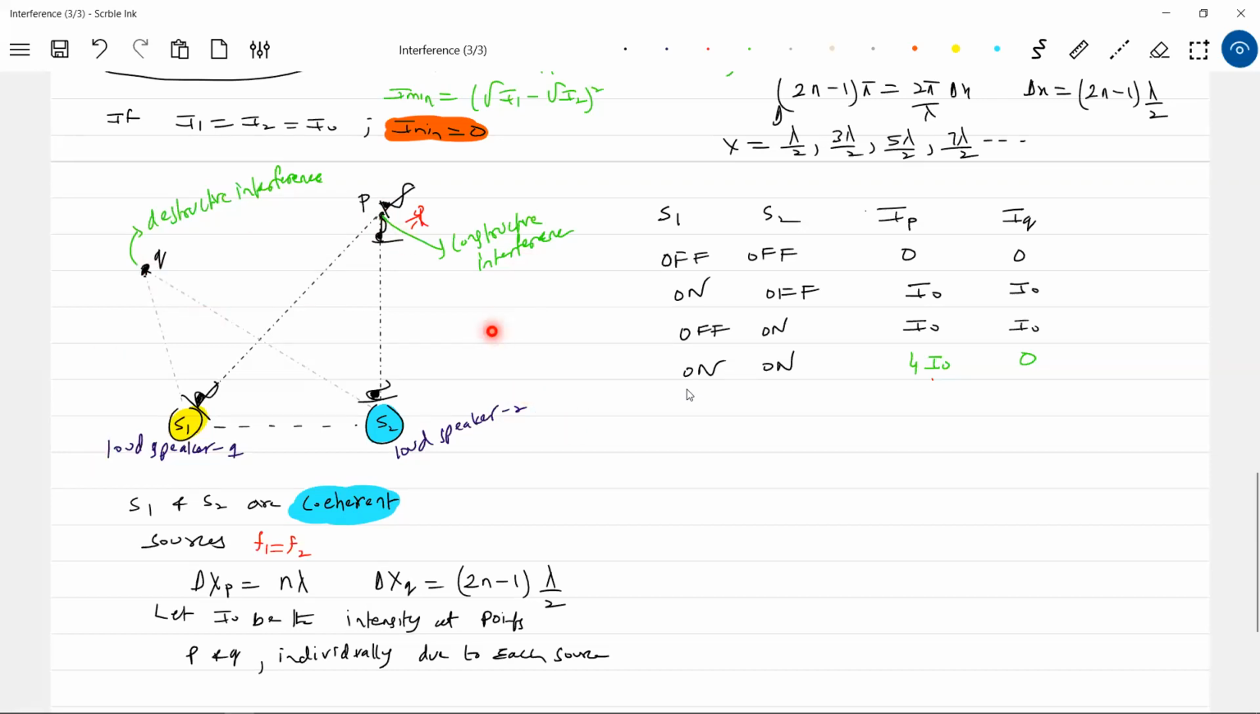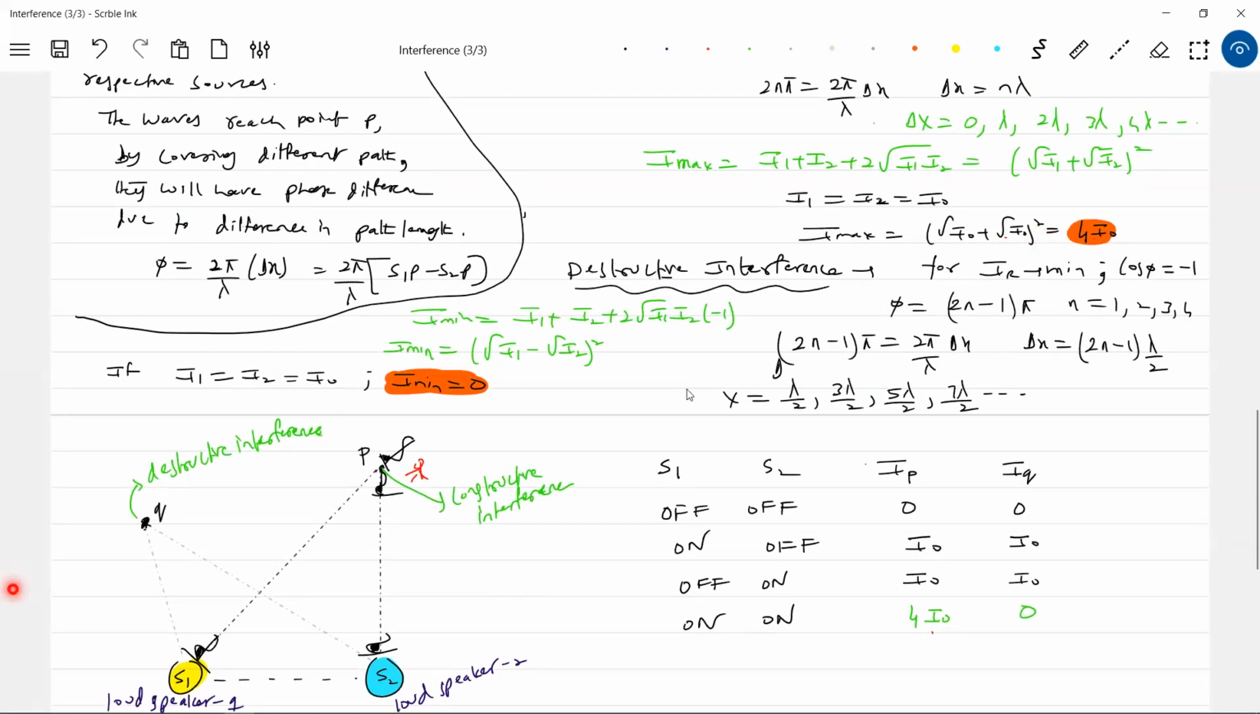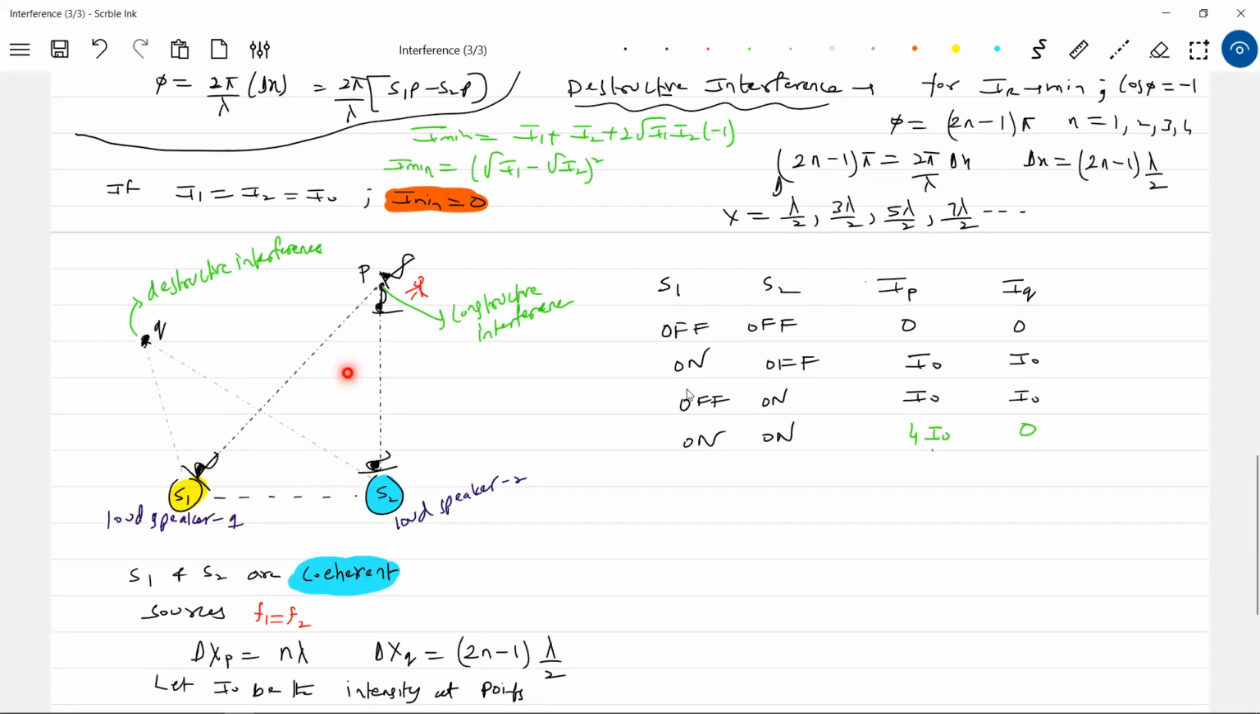Sir, here, according to us, what happened? We'll calculate the intensity due to this, say 2 watt, and due to this, 3 watt. And if there's constructive interference, what do you expect here? You have to use that formula, root I1 plus root I2 whole square. Then you get the intensity. Like that, what will happen? Here energy got increased. Where is energy decreasing? Somewhere here.